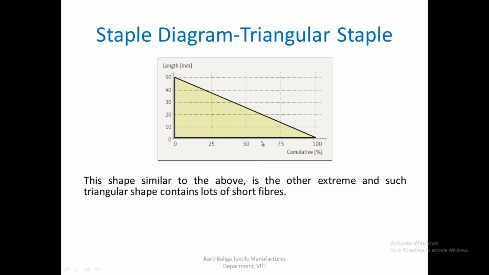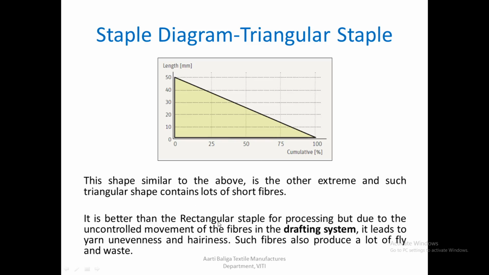So such a shape, as you can see, will have a lot of short fibers here. There are a lot of fibers that are shorter in length in this area, if I'm arranging them. Of course, it is better than the rectangular shape for processing, but due to the uncontrolled movement of these short fibers, which are there in large numbers, you cannot have a lot of control on such fibers entirely, and such fibers in the drafting system will lead to high yarn unevenness and hairiness. Such fibers also produce a lot of fly and waste.